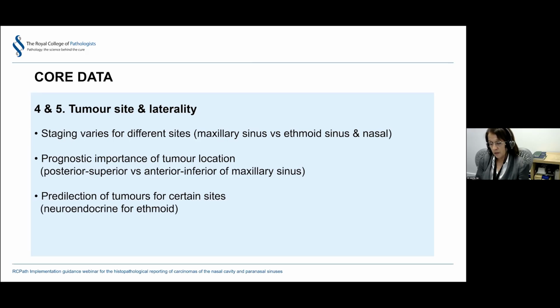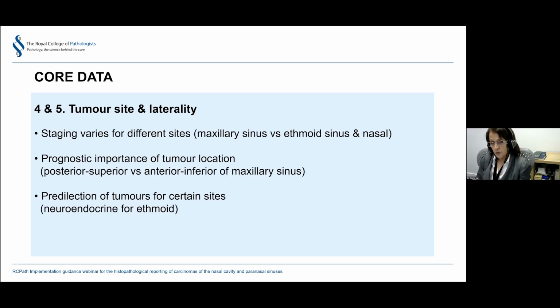Now, I know we do get large tumors which will involve multiple sites. So it may be useful to correlate with radiological findings, especially the older radiographs as well, to identify the epicenter, if possible. But if not, mention all the sites that are involved by the tumor.